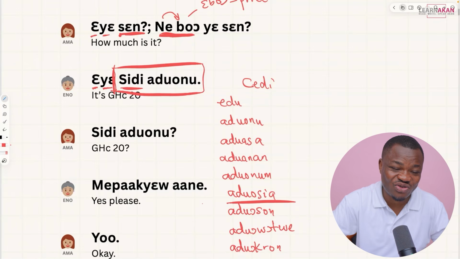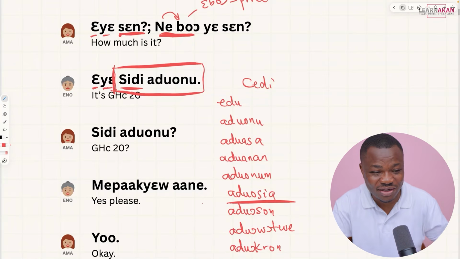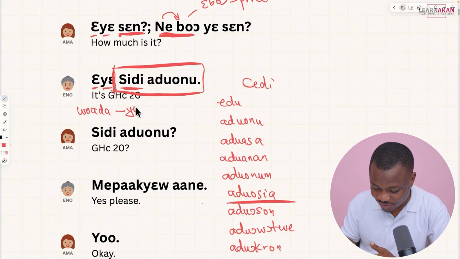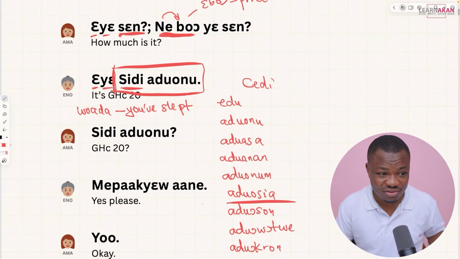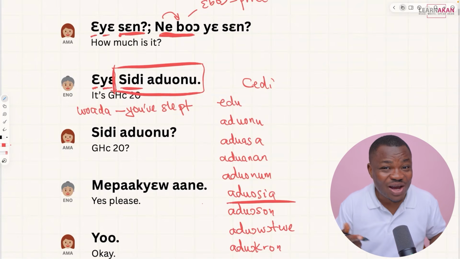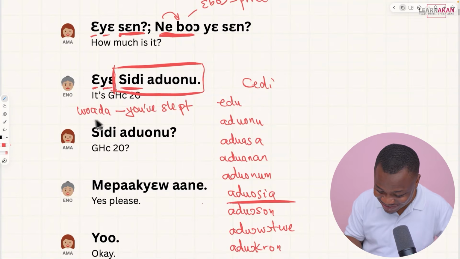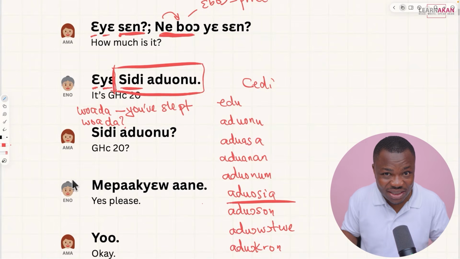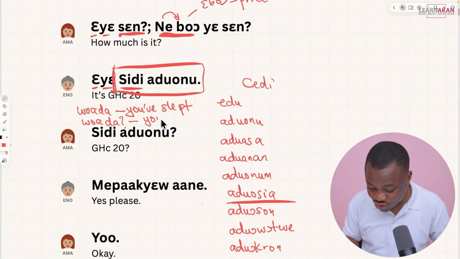If you attach ana to a statement, you turn that statement into a question, which is mainly a yes or no question. So for example, I can say wada, and that is a statement meaning you've slept. So listen to the tone, wada. I can use that same expression to ask a question just by varying the tone. So instead of wada, I'll ask wada? So it's the same thing, but the tone is higher, especially towards the end, and a bit lengthened.